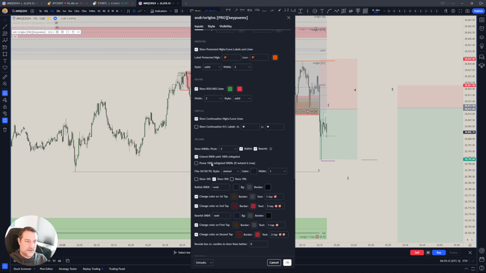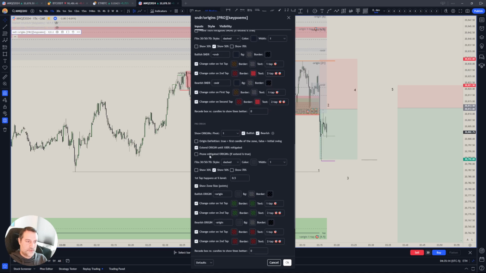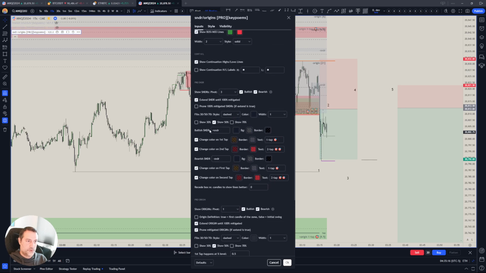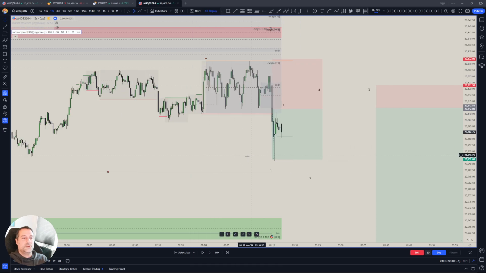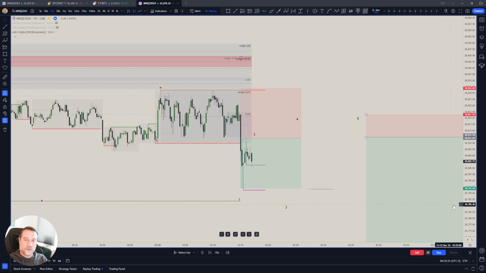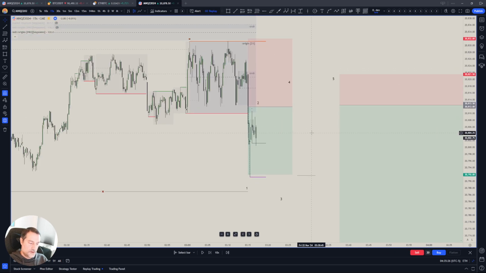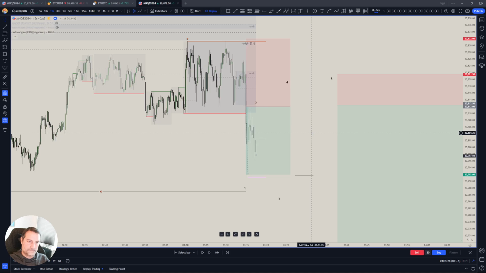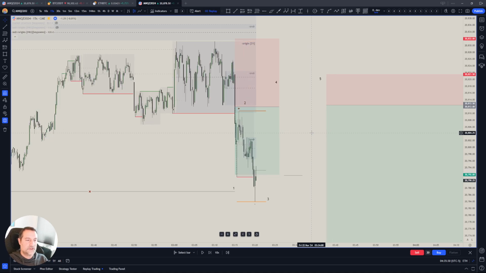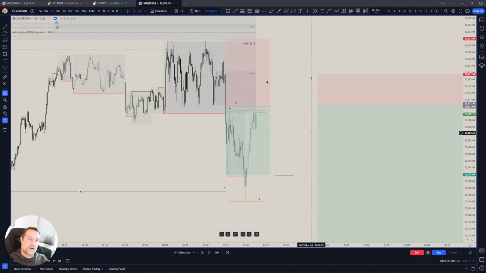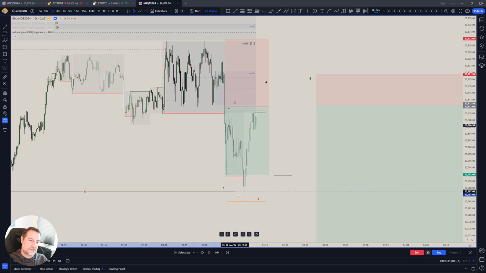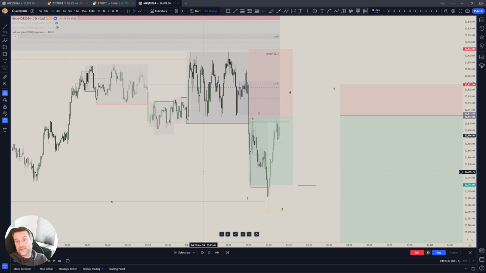I want to prune the mitigated zones. Okay, so it will just show me the zone areas, all the possible SNDRs in price. So that's how I can anticipate, if I have a bias, the areas where price will become very sensitive.